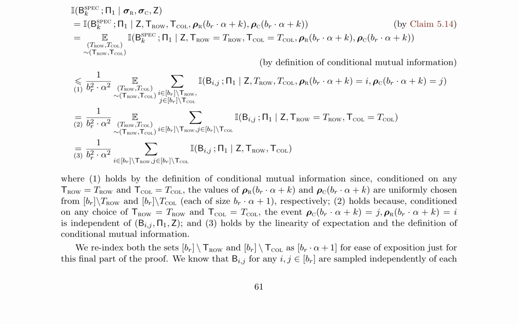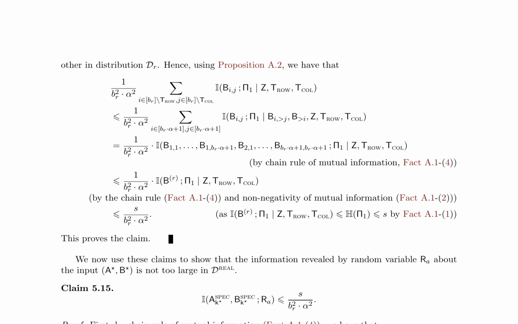the mutual information. The authors re-index the sets B_ro and B_col as B_{alpha+1} for ease of exposition, and use proposition A.2 to bound the mutual information I(bspec_k; j, pi_1 | z, t_ro, t_col). They then apply the chain rule of mutual information, fact A.1.4, and non-negativity of mutual information, fact A.1.2, to obtain an upper bound on the mutual information.